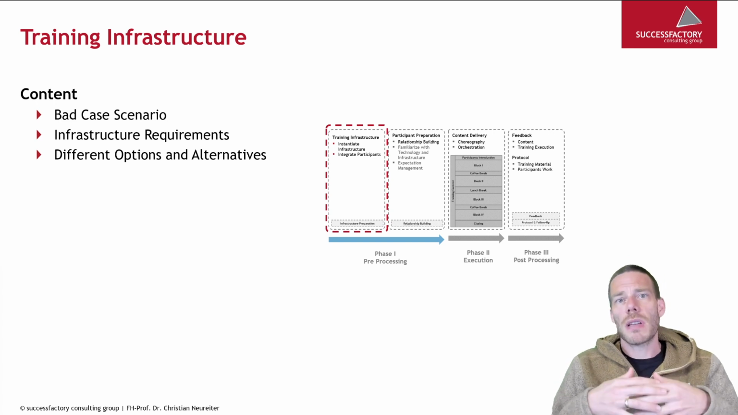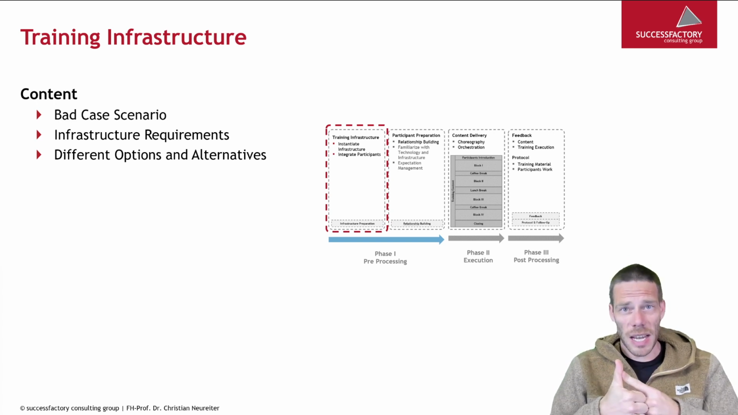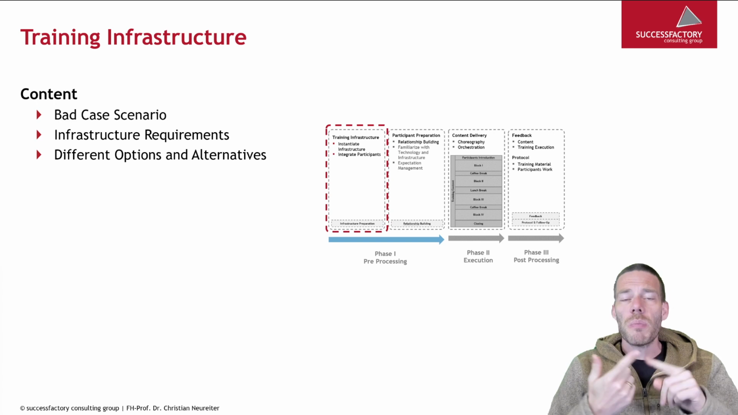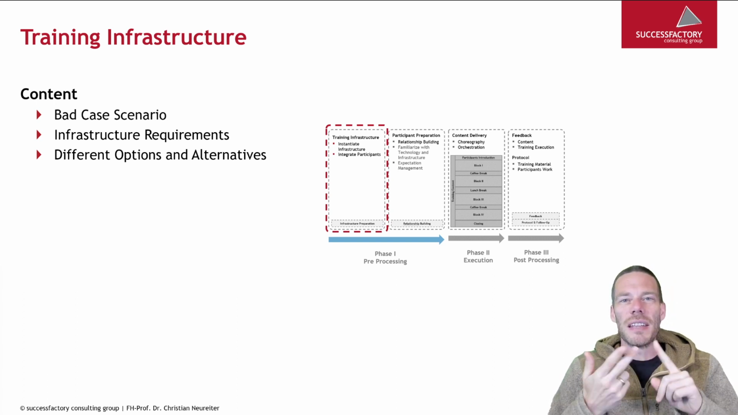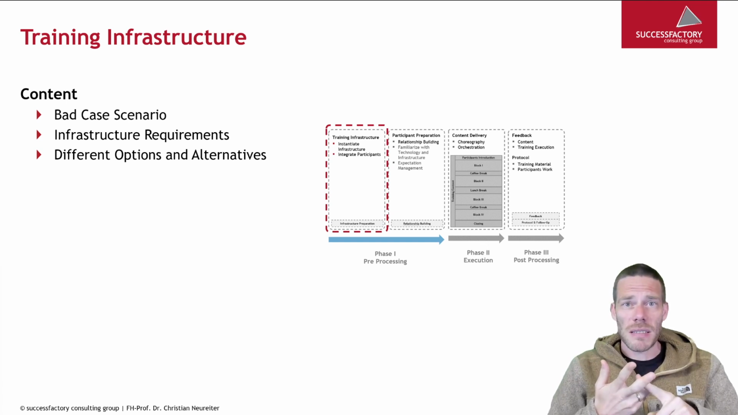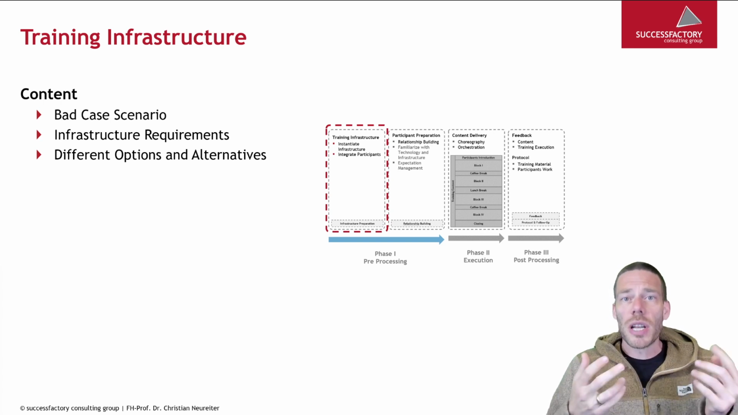The first one is I would like to share a bad case scenario with you, something that really happened to me in a training where I was a participant. Then on this basis, I would like to discuss briefly some requirements that we have for such an infrastructure, or to be honest, one main requirement. And in the last part, we want to discuss some different options and fundamental decisions you have to make in terms of the infrastructure without going into too much detail.